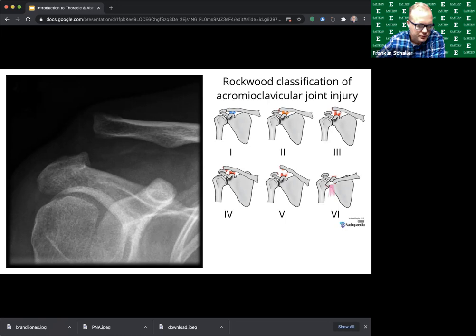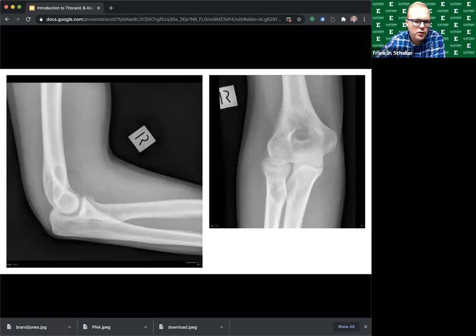Here's another one for you guys. A 33-year-old male fell while skateboarding this time, has right elbow pain. On exam, your patient is not able to fully extend that elbow, not all the way, and has tenderness to palpation at the radial head. The remaining right upper extremity exam is normal. What do you guys think about these x-rays?